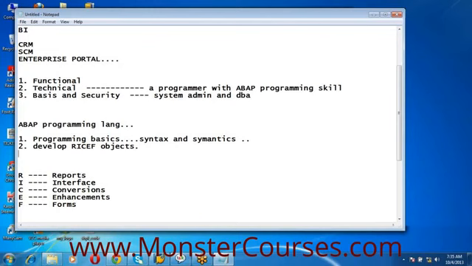Apart from these things, we will also be looking at cross applications and object-oriented ABAP. Object-oriented programming is a style of programming, a programming paradigm. So when I say ABAP, we are basically trying to focus on what object-oriented ABAP is all about and how you go about doing it. So this is what we will be doing as part of our ABAP programming.